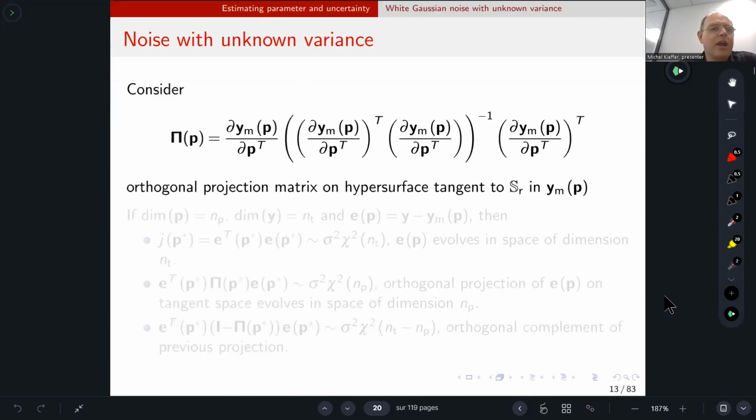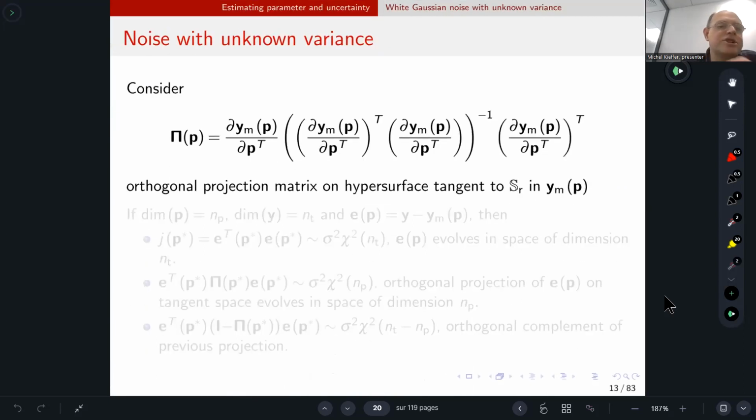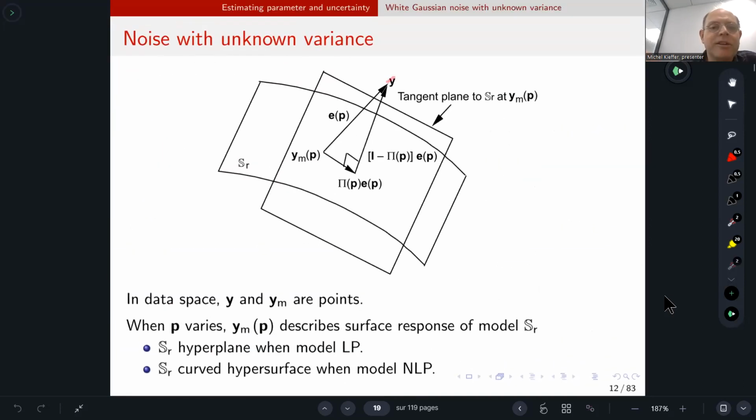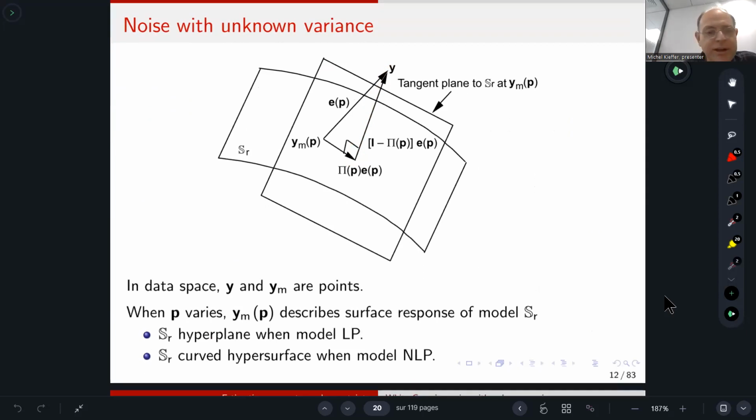Okay. And if we introduce the projection matrix, this is the matrix which performs this projection here, which evaluates the projections on the surface response of the model.